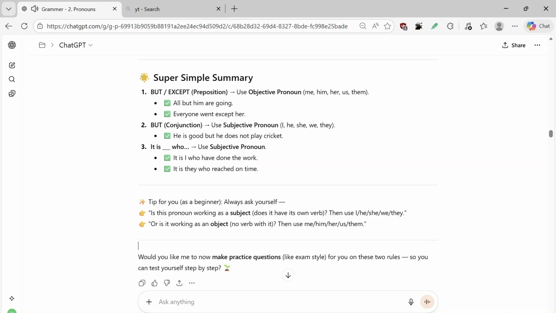Tip for you as a beginner: always ask yourself, is this pronoun working as a subject? Does it have its own verb? Then use I, he, she, we, they. Or is it working as an object, with no verb of its own? Then use me, him, her, us, them.